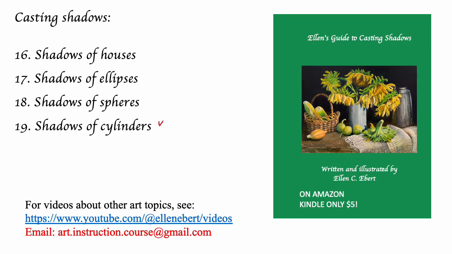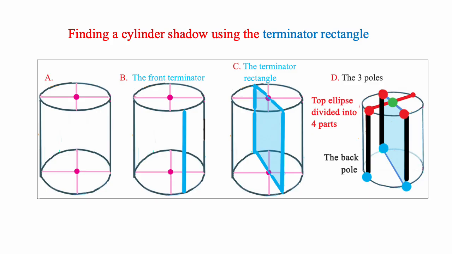In this 19th video in my Casting Shadows series, I'm going to talk about shadows of cylinders. One way to find the cylinder shadow is to use the Terminator rectangle. First, find the center of each ellipse. Then determine where you want the front terminator to be so that light just grazes by its top.